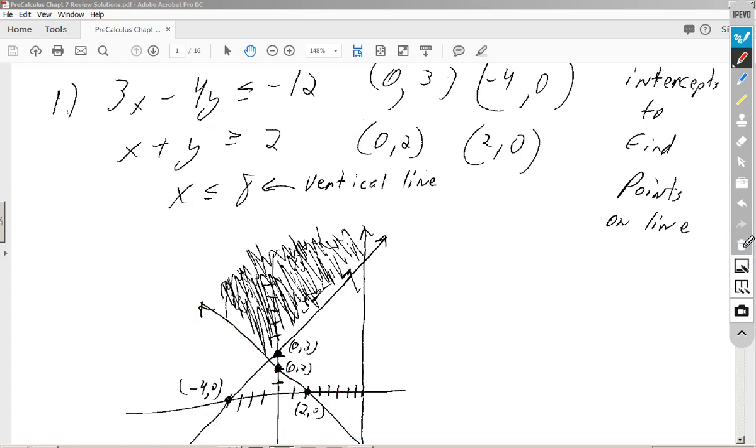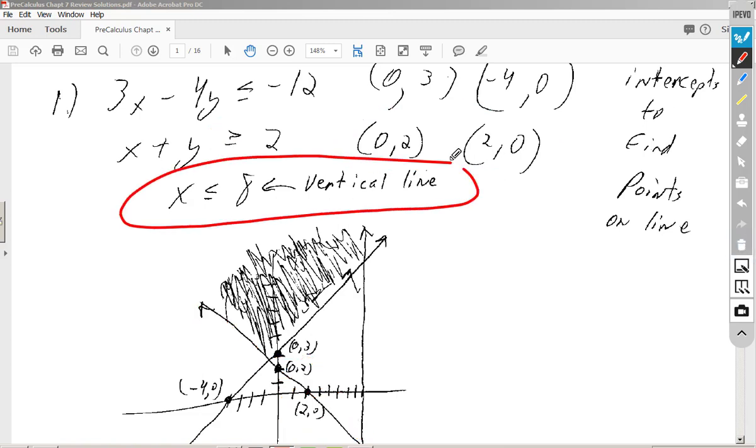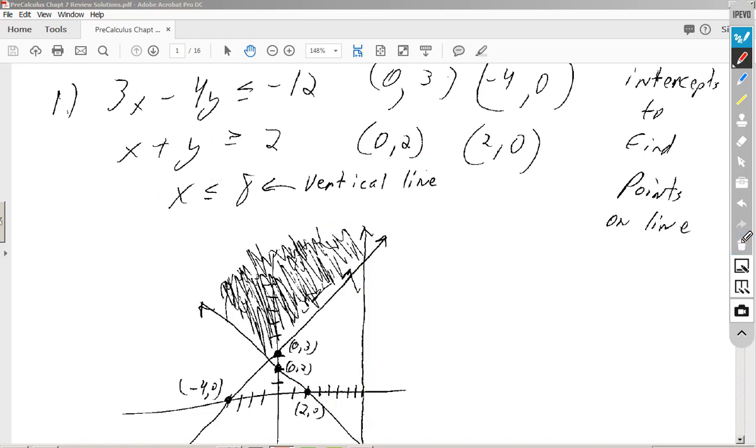And then with my third inequality here, I've got x is less than or equal to 8. So I go to this line over here at 8. And it's a vertical line. And it is also solid. Now that I've done that, I've got to figure out where to shade.